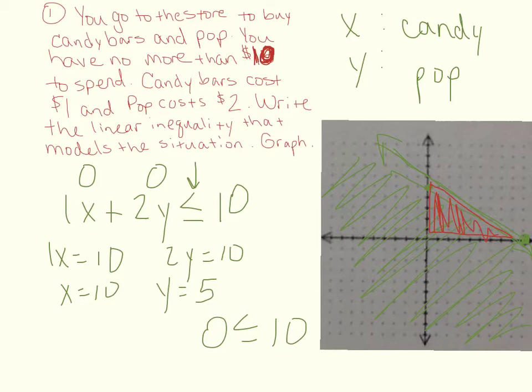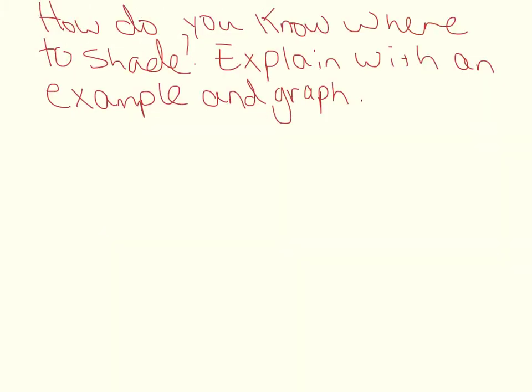So just make sure you have that problem written down, you know how to set it up. How do you know where to shade, and explain with an example of the graph? Well, you know where to shade because it's either a greater than or equal, or a less than or equal sign. And that sign tells you where to shade. Now we use 0, 0. We plug it in. We figure out if it's a true or false statement. If it's true, we shade towards 0, 0. So we can even write that all out.